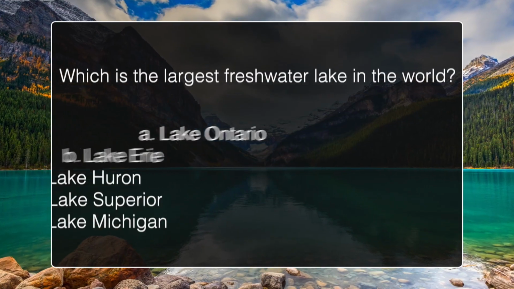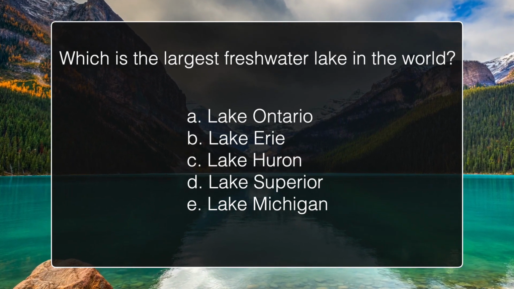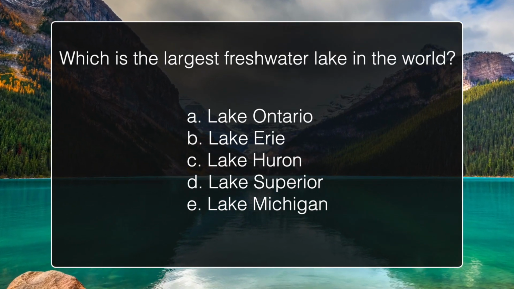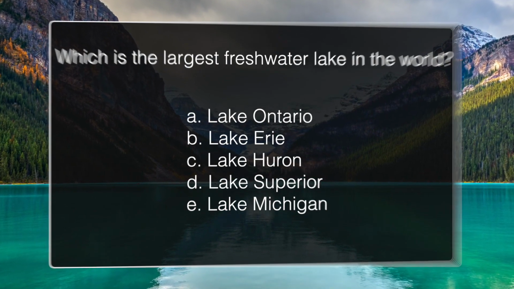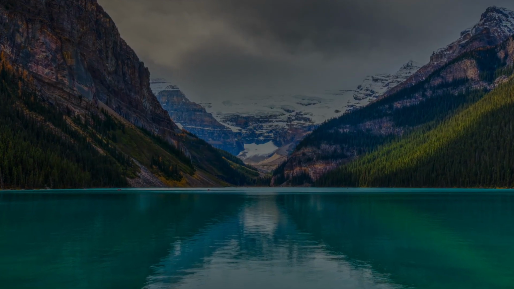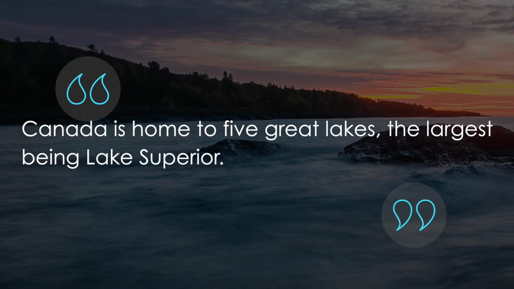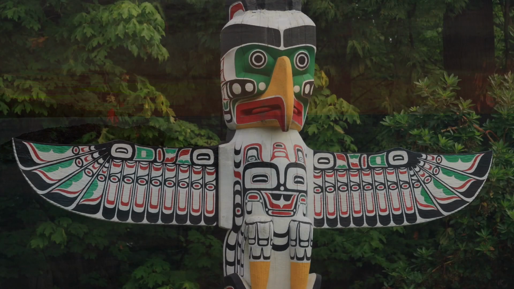Which is the largest freshwater lake in the world? Lake Ontario, Lake Erie, Lake Huron, Lake Superior, Lake Michigan. The answer is Lake Superior. Canada is home to 5 Great Lakes, the largest being Lake Superior.